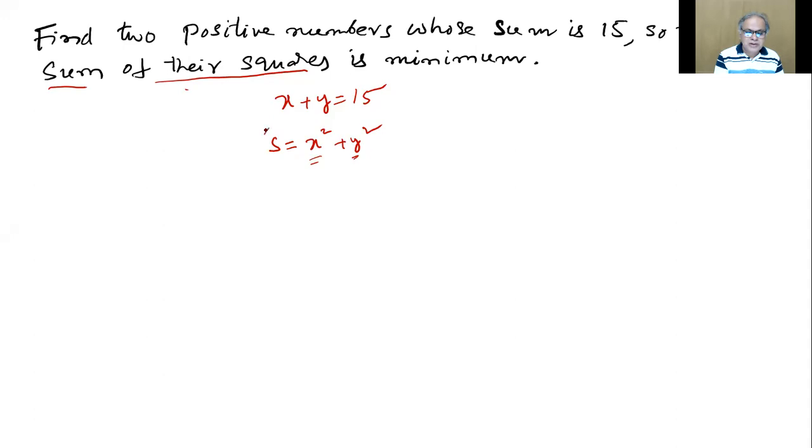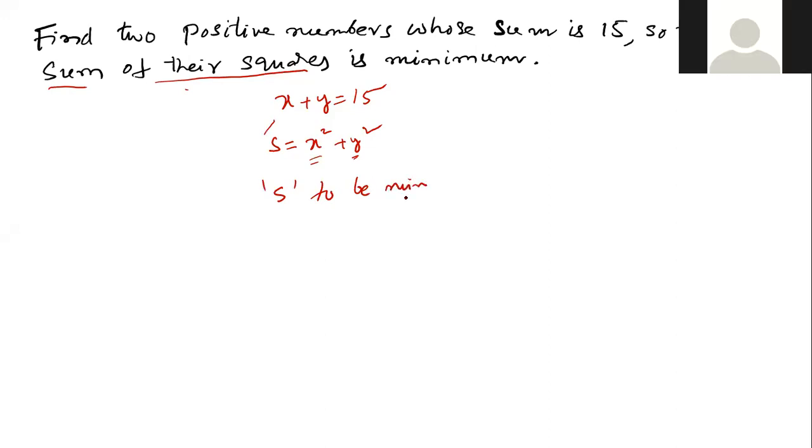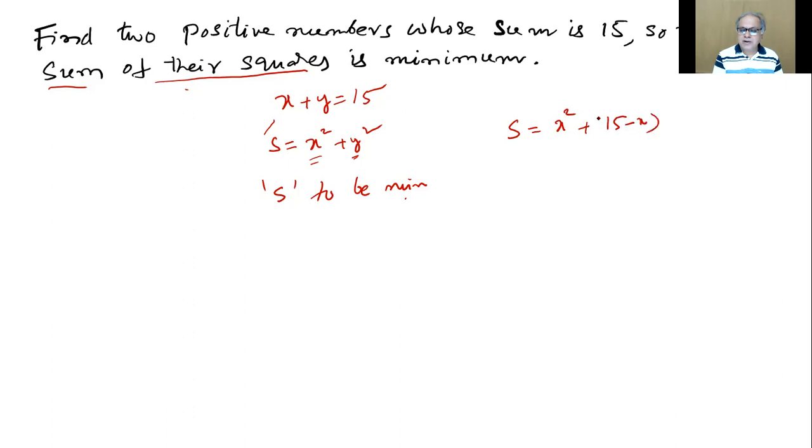So here, the sum of their squares is called S. We wanted S to be what? Minimum. Right? So what should I do? I want only one variable here, not two. S should be a function of x, not x and y together. So x squared plus (15 minus x) whole squared.